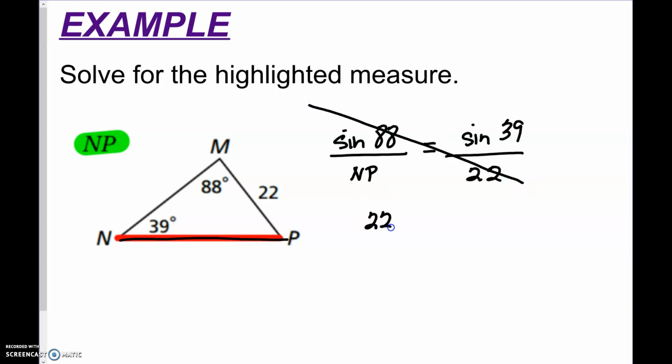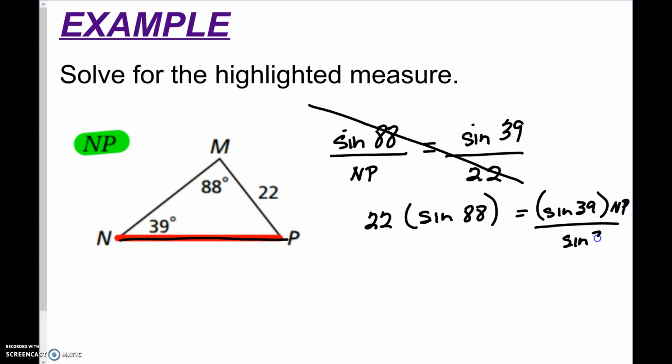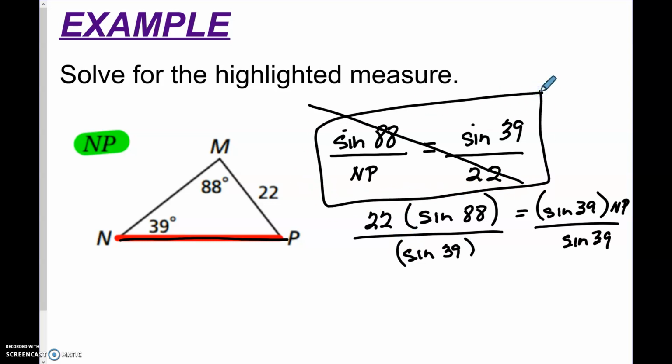So I'm going to take 22 times the sine of 88, and then that equals the sine of 39 times NP. And what are we going to do? We're going to divide by the sine of 39. Now, most people just go right from the setup. That's a point: you must set it up. And then you cross multiply the two you know, and the one right here is the odd man out. That's what's going to go on the bottom.